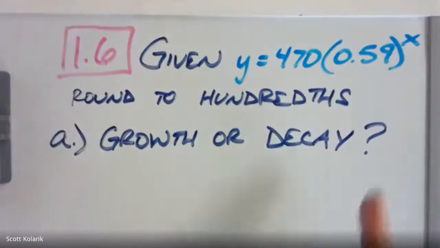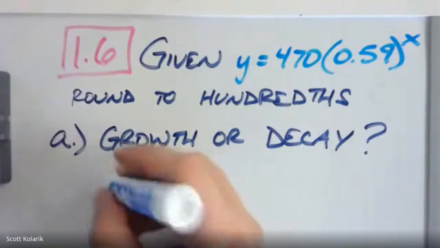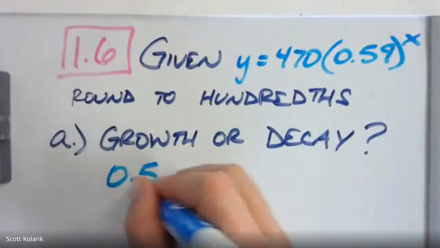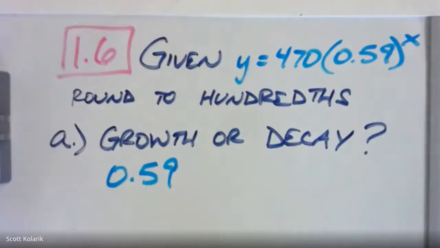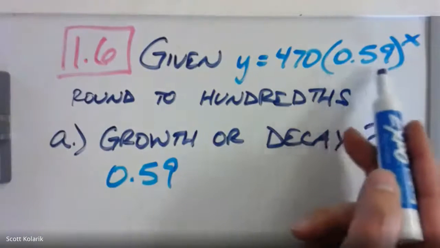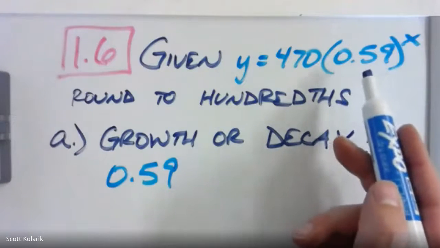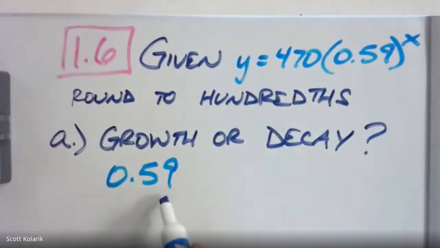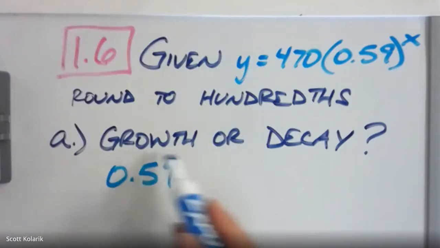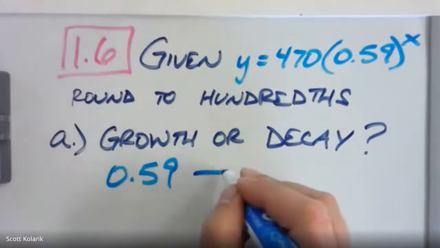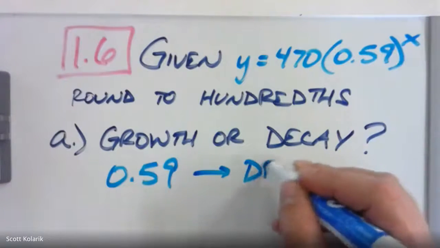In this case, I simply have to identify that number. In this case, it's 0.59. It will be different for you on your final exam. So whatever value is in that parentheses, that's what you're going to care about. In this case, 0.59. So what does this mean? How do I use this number to figure out whether it's growth or decay? In this case, it's going to end up being decay.